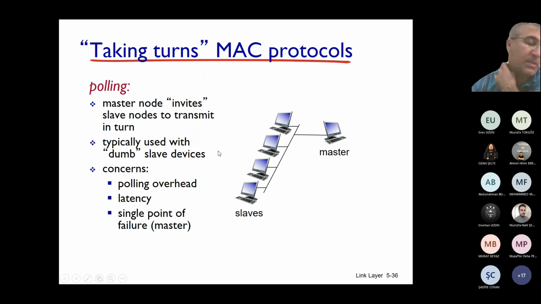The concern in this approach is the polling overhead, because the master needs to invite and wait for the response and so on. That's why latency is another issue, and more important is the single point of failure. Everything is dependent on the master node. If something happens to the master node, the network will be down. Let's look at the animation. It invites the first one and it sends the data, invites the third one, the third node sends the data.